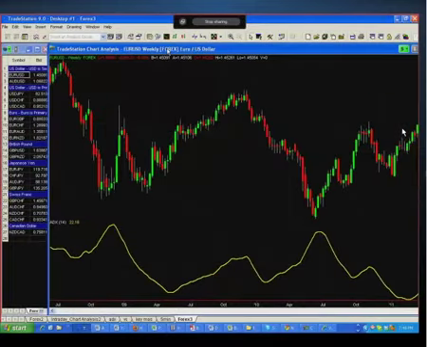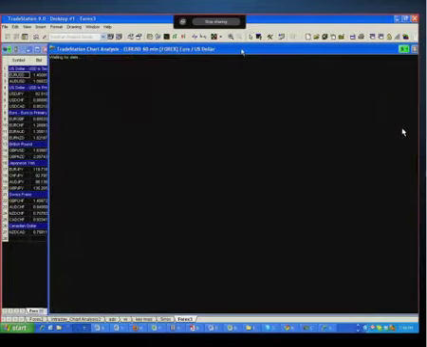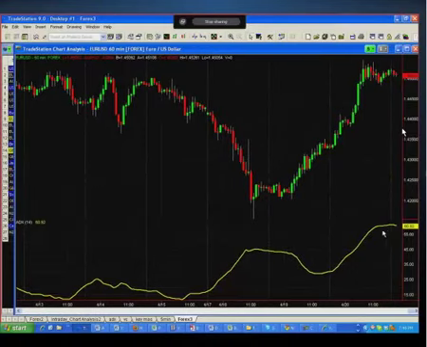We're not going to use a weekly chart. We're going to go to a 60-minute chart. You can see the ADX is real high. Okay, real high up here. So this is not a low ADX situation.